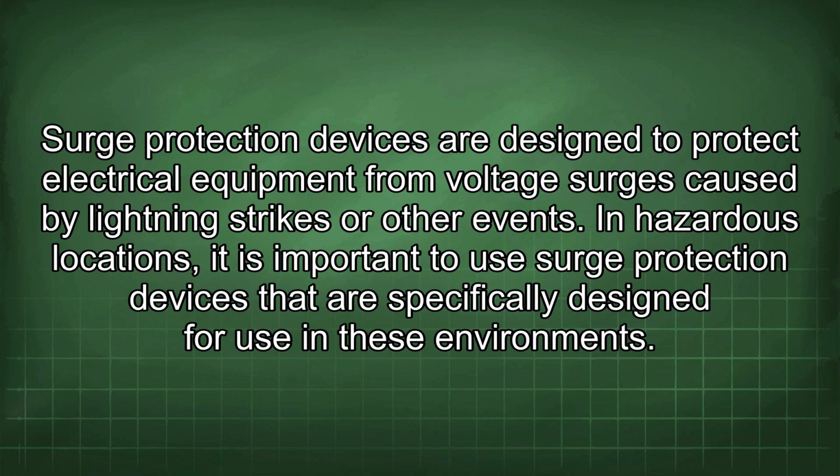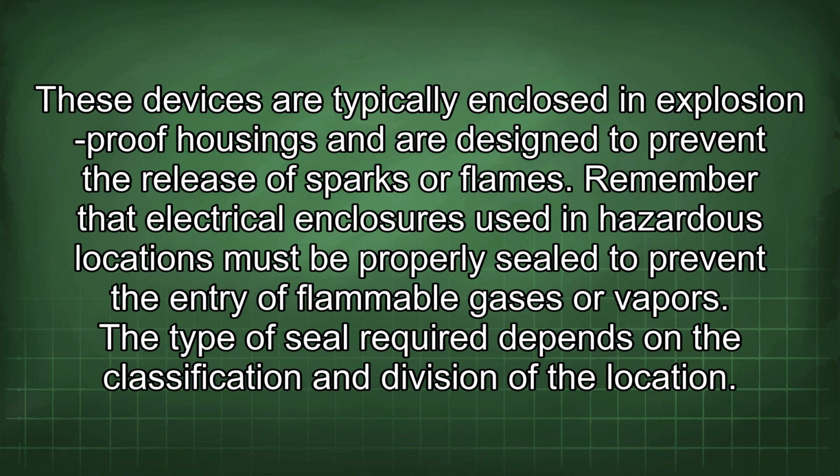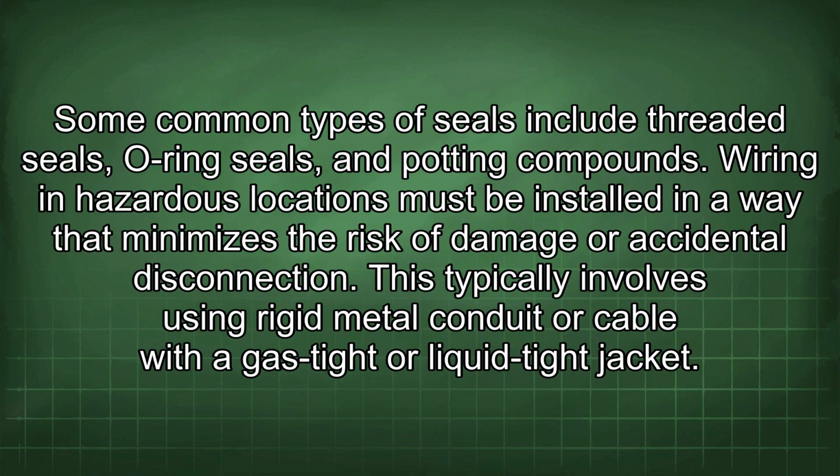In hazardous locations, it is important to use surge protection devices that are specifically designed for use in these environments. These devices are typically enclosed in explosion-proof housings and are designed to prevent the release of sparks or flames. Remember that electrical enclosures used in hazardous locations must be properly sealed to prevent the entry of flammable gases or vapors. The type of seal required depends on the classification and division of the location. Some common types of seals include threaded seals, O-ring seals, and potting compounds.